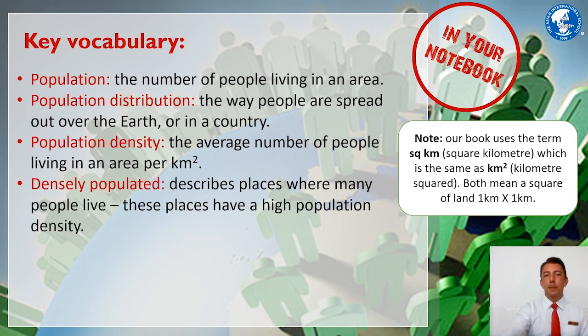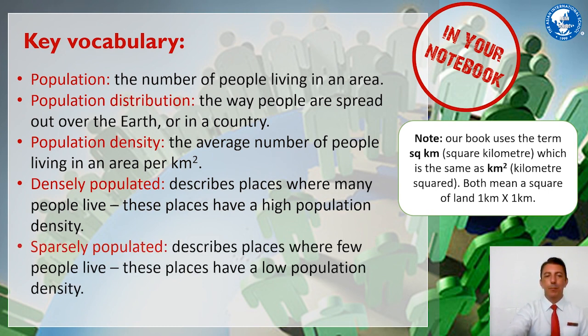The term densely populated describes places where many people live. These places have a high population density. They are crowded. The opposite is sparsely populated. It describes places where few people live. These places have a low population density.